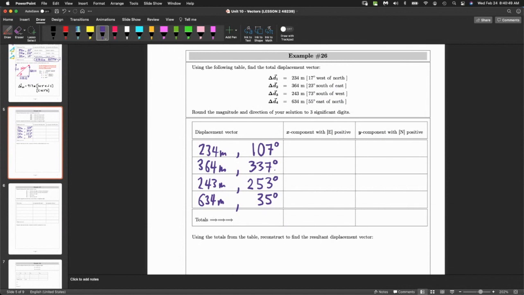Anyway, those are the magnitudes and the directions. Now we can go and get the components. So remember, to get the components, you're going to use cos here, and you're going to use sine here. So I'll show you the calculations for those. I'm going to actually just copy and paste this part.